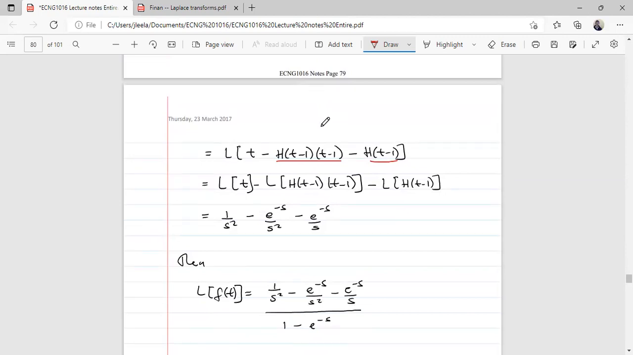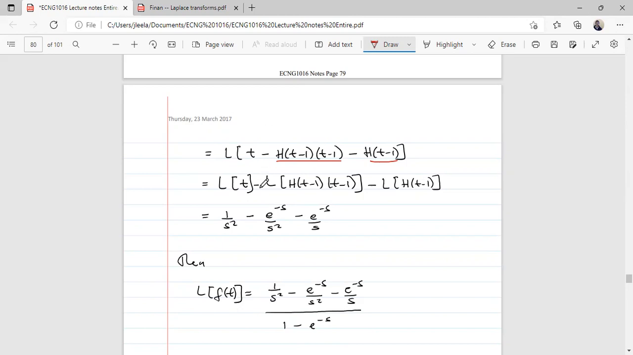Whatever your t naught is in your Heaviside function, your function must have that in it as well. So you take the Laplace of the 3 terms here now. Of course, the Laplace of t is 1 over s squared. The Laplace of h(t minus 1) into (t minus 1) is e to the minus t naught s, and your t naught here is 1, so that is e to the minus s over s squared. And the Laplace of h(t minus 1) is e to the minus s over s.